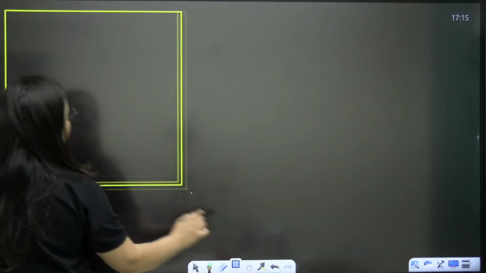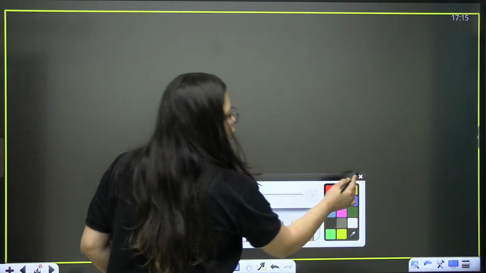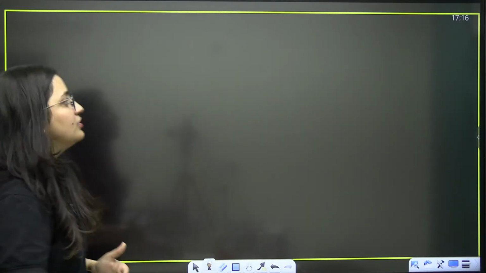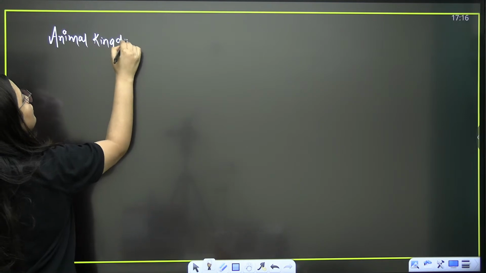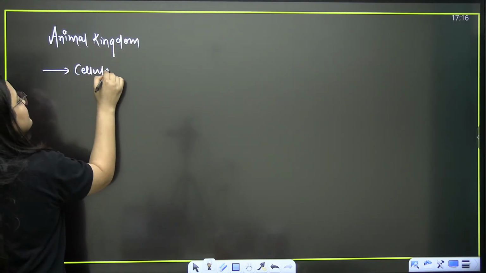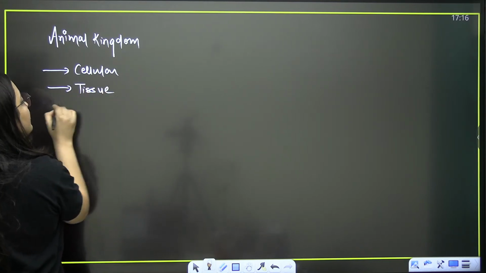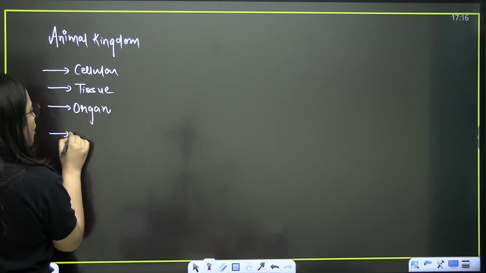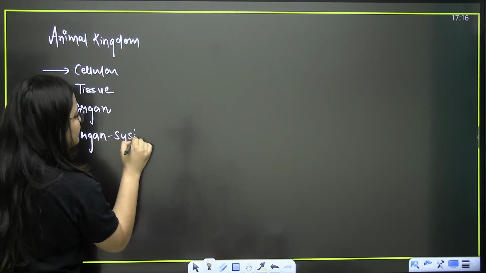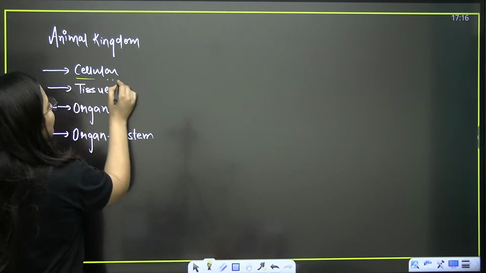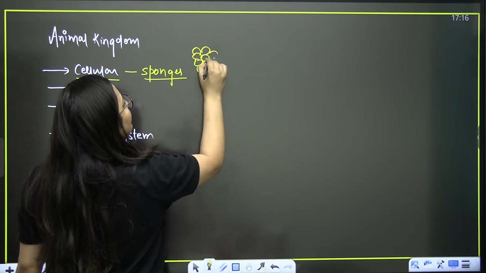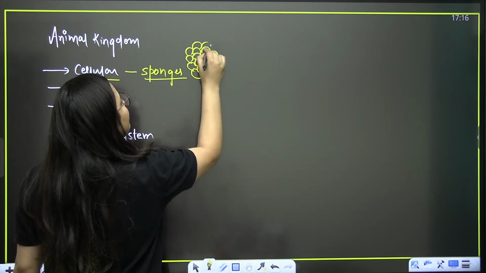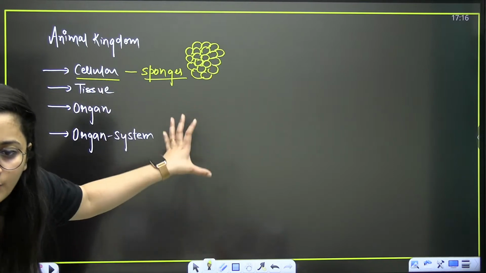Right now we are talking about the structural organization in animals. Even in the animal kingdom, you know that there are different levels of organization: cellular level, tissue level, organ level, organ system level. When it is the cellular level, like your sponges, Porifera, you will only see a multicellular body, and you will not even see the tissue here.